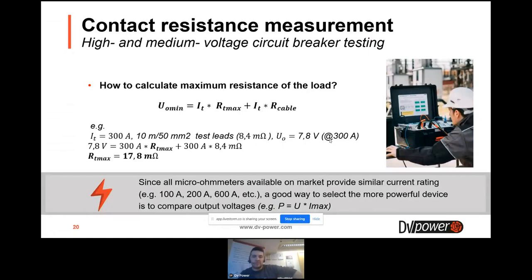So if you use, for example, 10 meter cables with 50 square millimeters cross section, you will have resistance of 8.4 milliohms, and it's very easy to calculate that the maximum resistance which can be measured with this current is 70.8 milliohms.